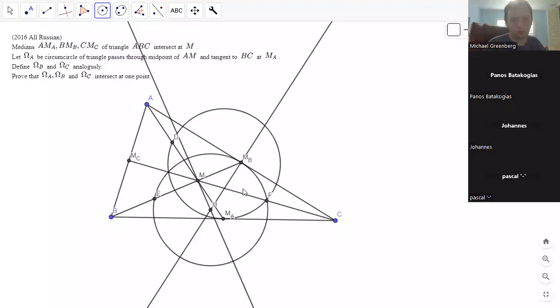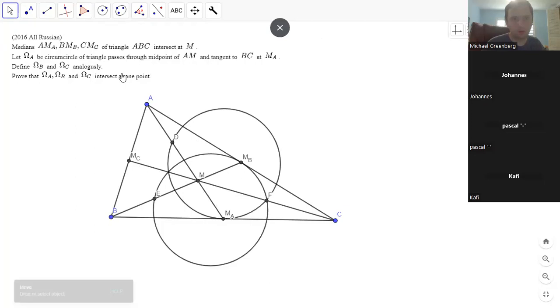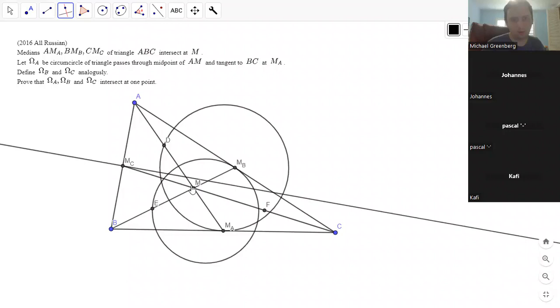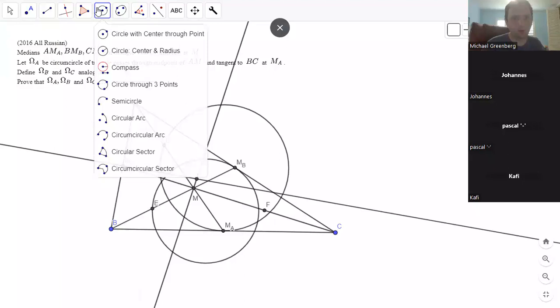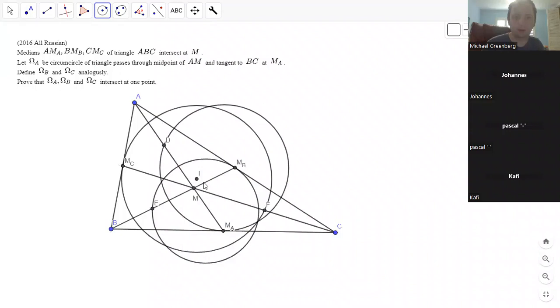Then one more. So M to MMC. We have this and this, so that'll be the center of it. There we go. Oh, it's not showing they're coaxial. It's just showing they concur.